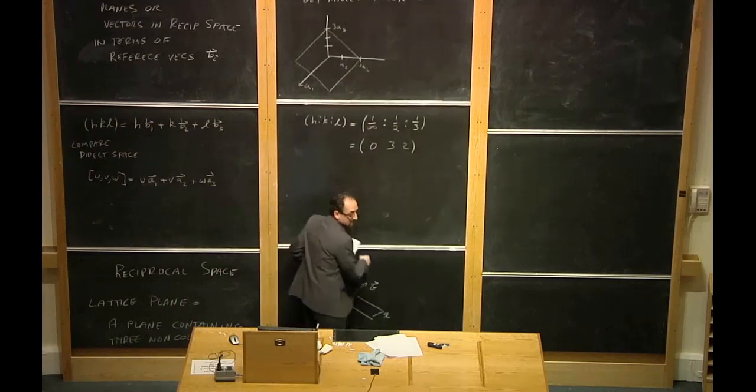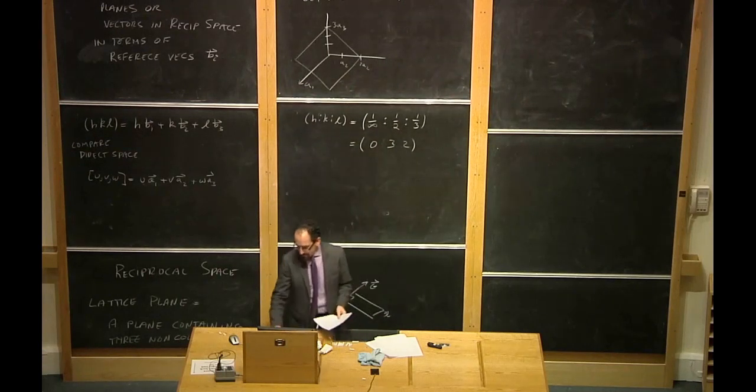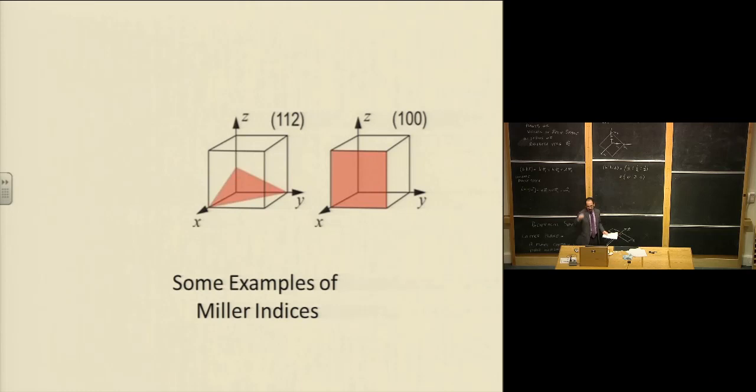Let me show you a couple of examples of this. Here's a set of Miller indices that are 1, 0, 0 because it intersects x at 1 and doesn't intersect y or z. Here's one that's 1, 1, 2 because it intersects x at 1, y at 1, and z at 1/2. The reciprocal of 1/2 is 2, so it's 1, 1, 2.